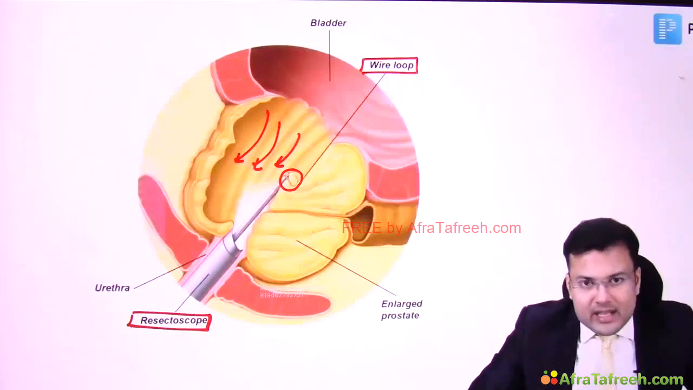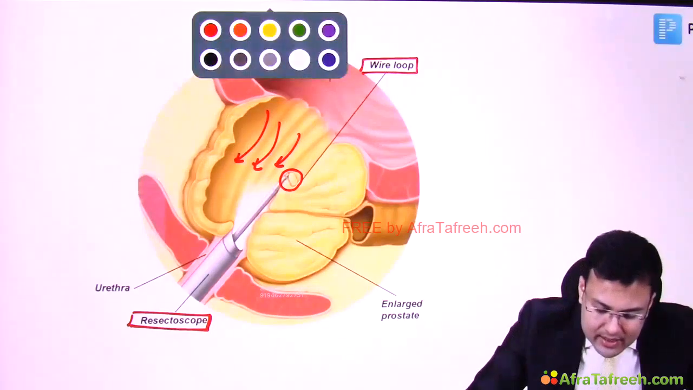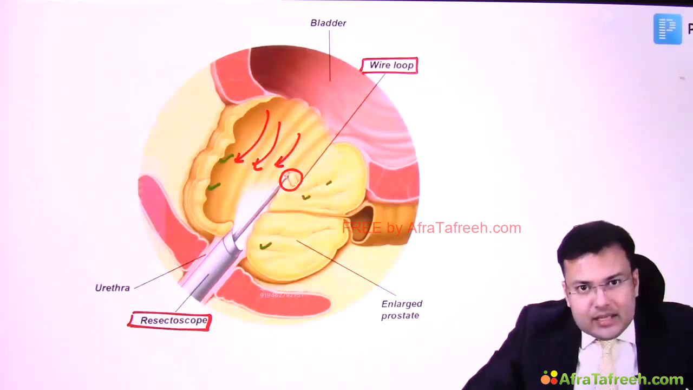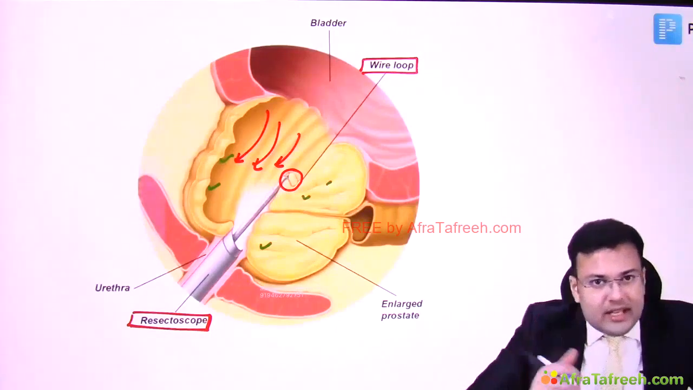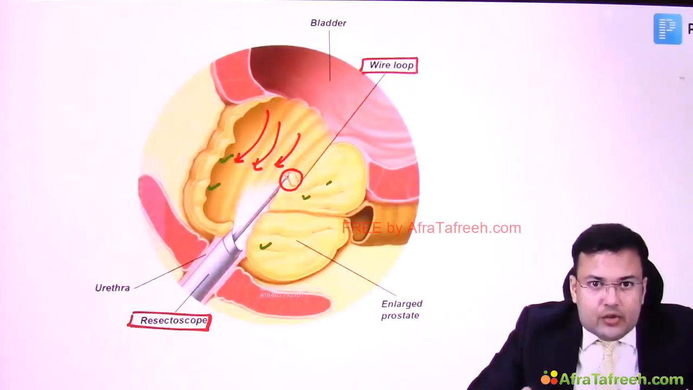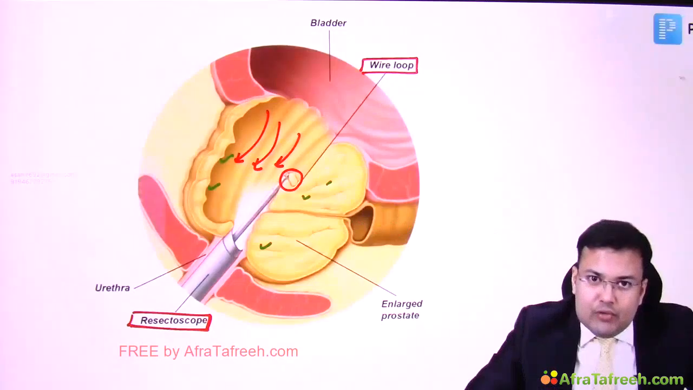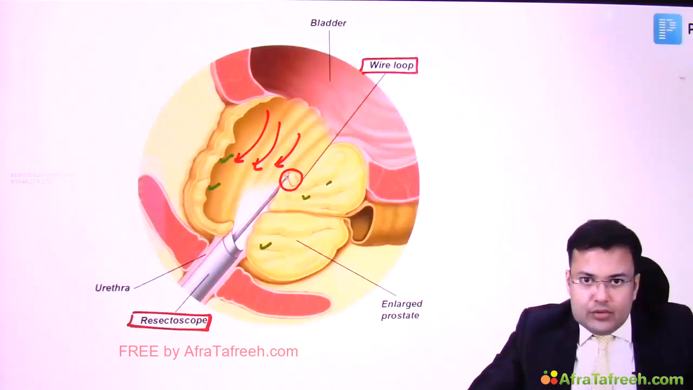Whenever we are taking these chips of tissue out with the help of the diathermy loop or helix evacuator, there is bleeding from these areas because of opening of vascular channels. So we have to go for continuous irrigation. The irrigation should be going on. And what is the fluid used? It is 1.5% glycine. These are the questions which are asked frequently in relation to TURP.